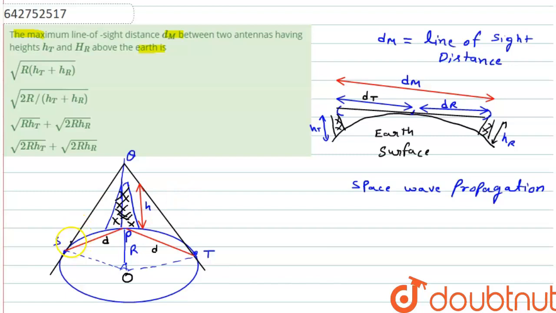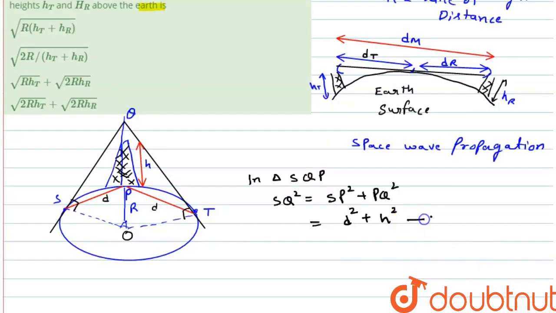Students, it is clear that this angle is 90 degrees and this is also 90 degrees because it is tangent. So we can write, in triangle SQP, which is a right angle triangle, SQ square is equal to SP square plus PQ square. SP is equal to D, so it is D square, and PQ we have taken as H, so it is H square. Suppose this is equation 1.